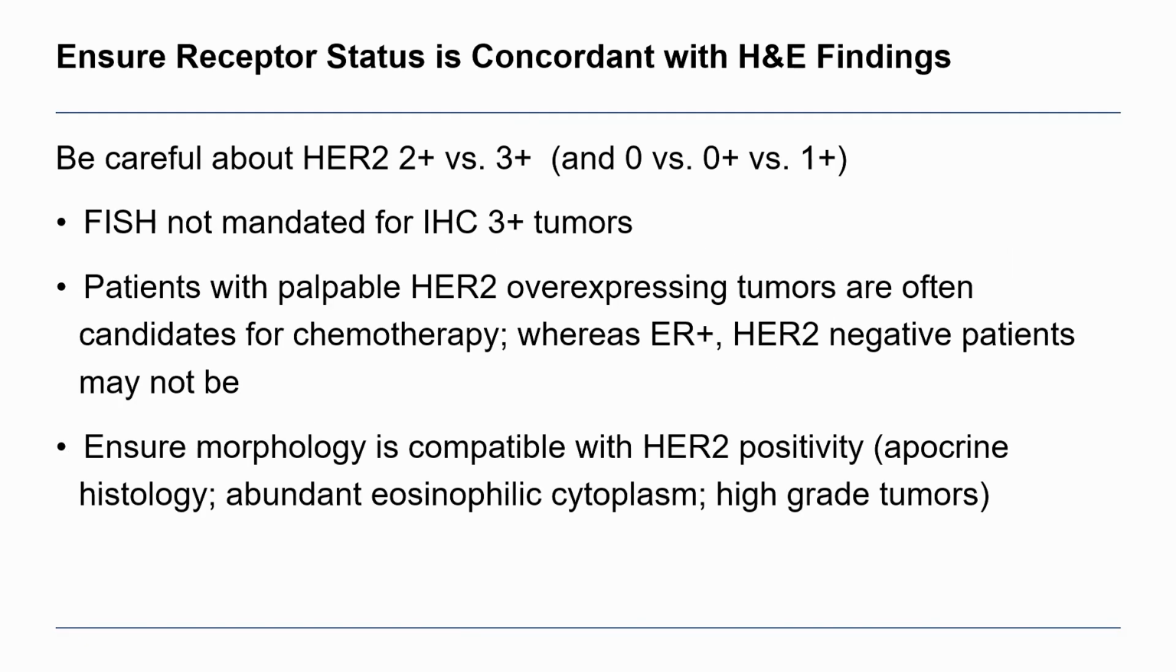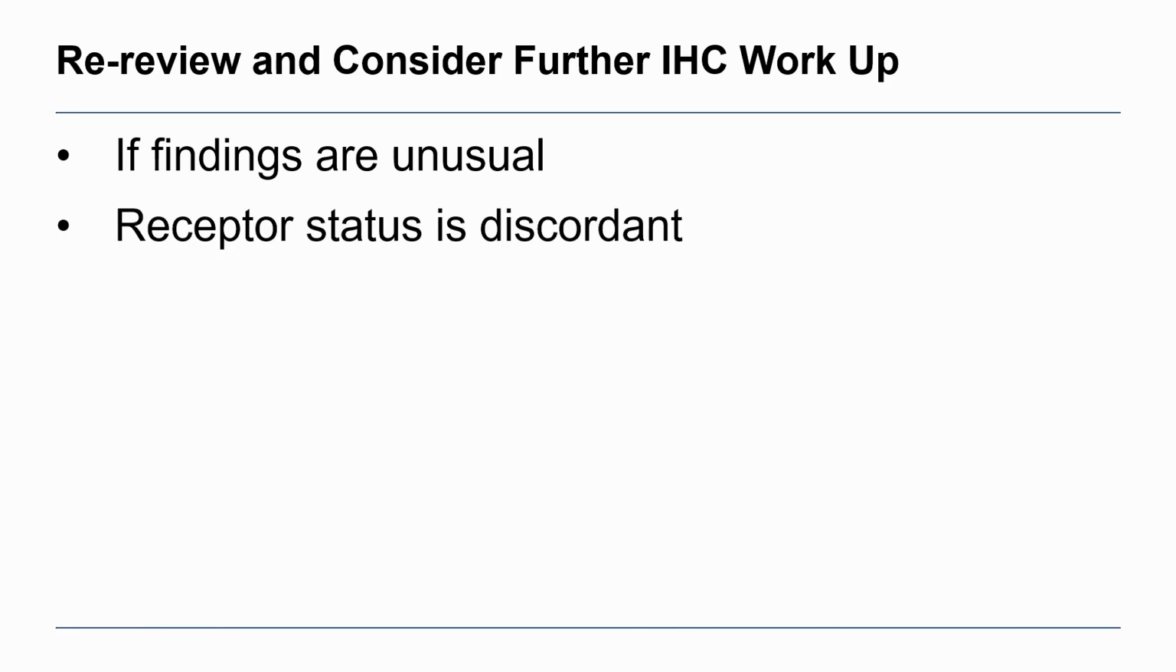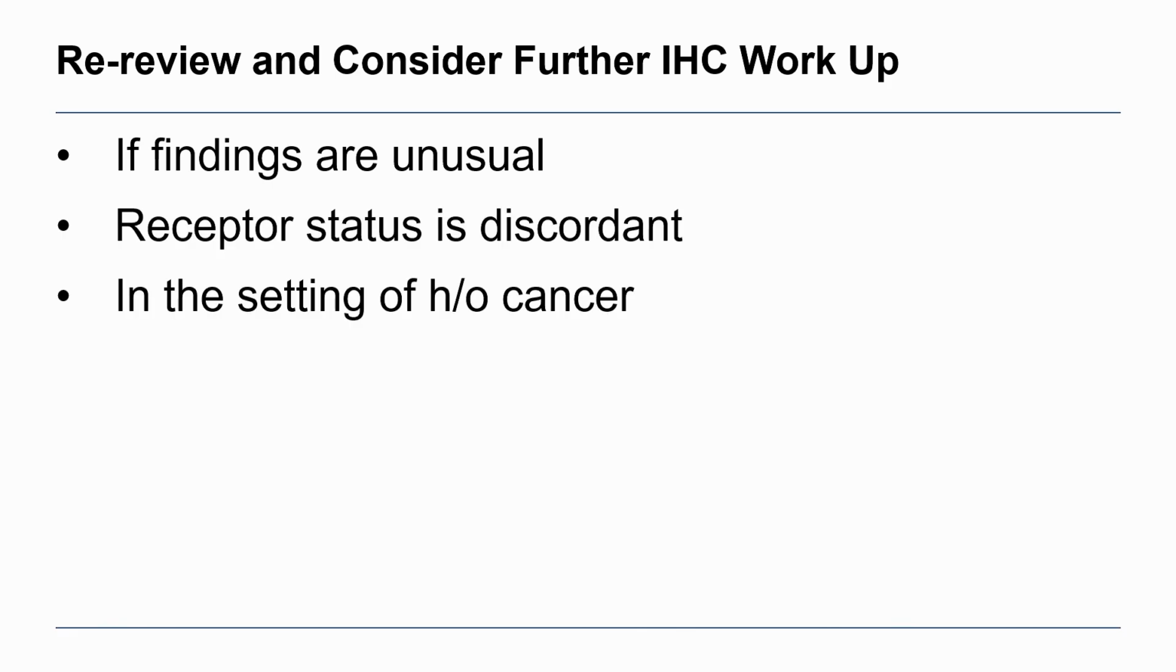Also, be careful with HER2, right? So HER2 3+ tumors should be high-grade or of apocrine morphology, because FISH is not mandated for those 3+ tumors. And so you want to be careful with actually not just 3+ and 2+ anymore, but also 0, 0+, and 1+. So you want to ensure that the morphology is compatible. Review, consider further IHC workup if findings are unusual, or receptor status is discordant in the setting of a history of another cancer.